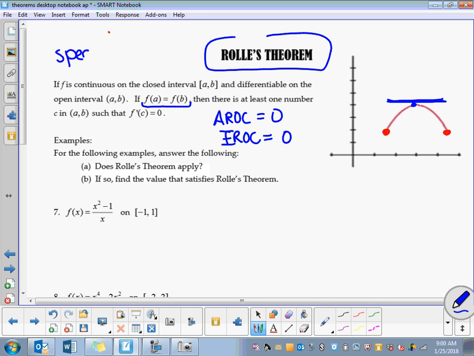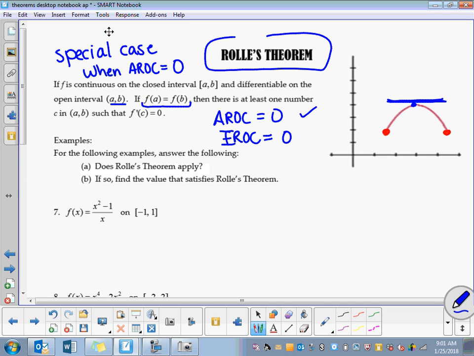It's the special case of the mean value theorem when we're talking about an average rate of change and an instantaneous rate of change equal to 0, because the y value of the x's on the interval are equal to each other. If you're using Rolles' theorem, but you say you're using mean value theorem, that's fine. Mean value theorem is a more generic version. If you say you're using Rolles' theorem, you should be specifically looking at a situation where when you did the average rate of change, you got 0.